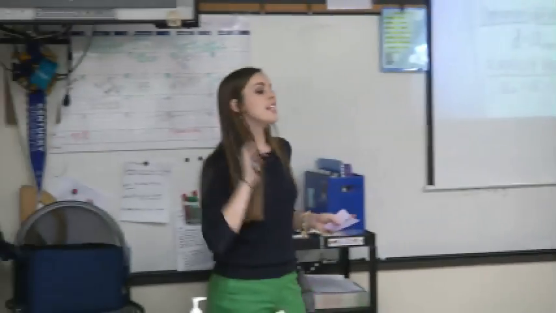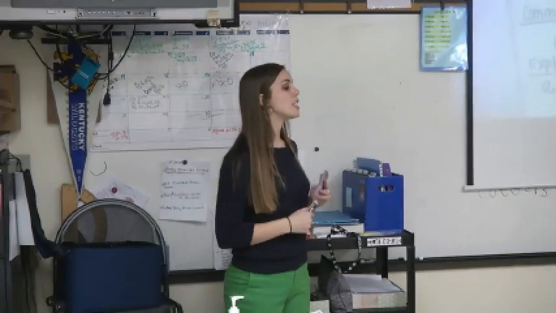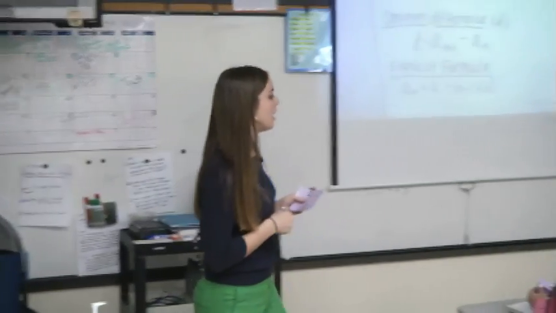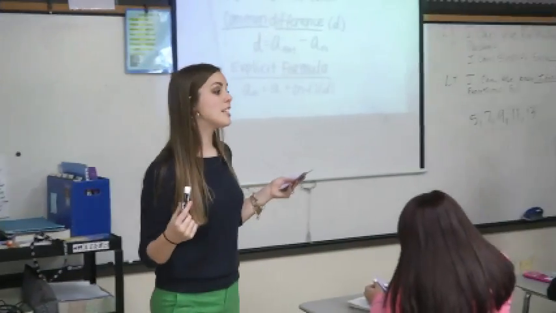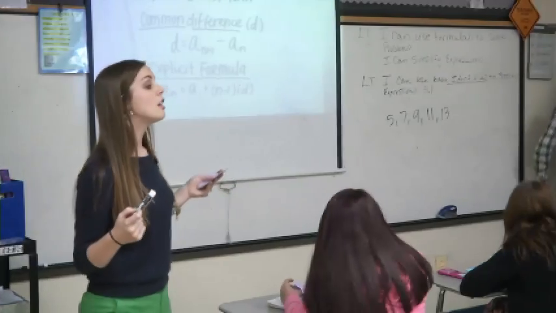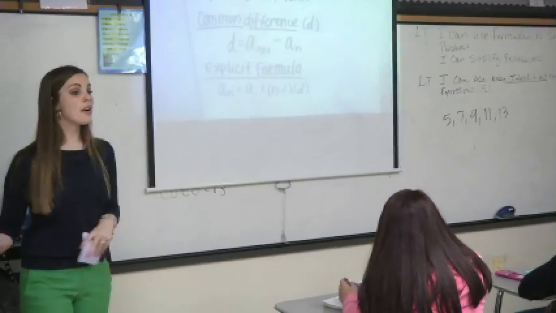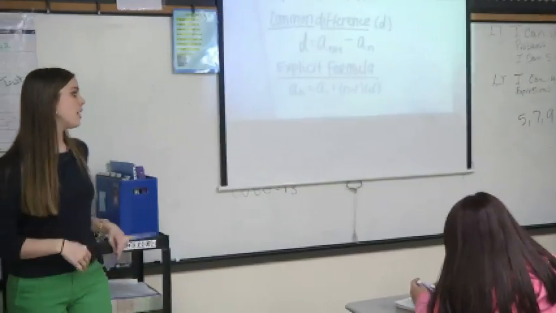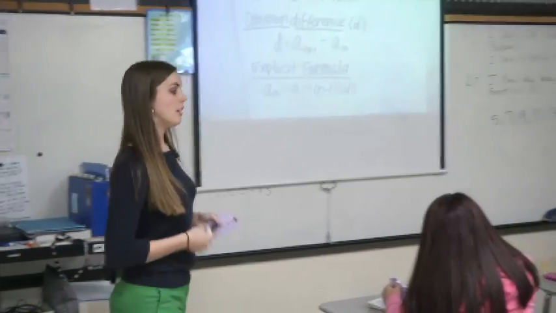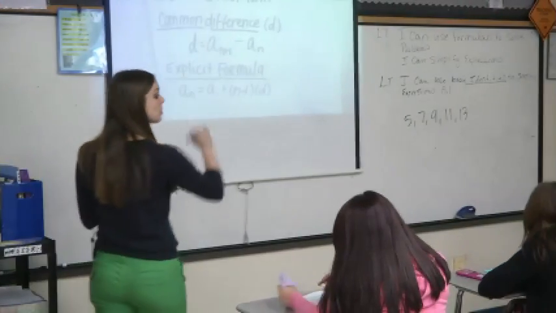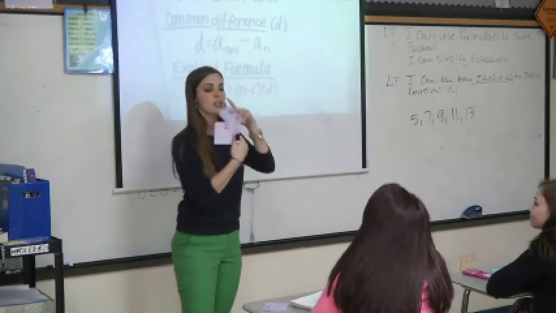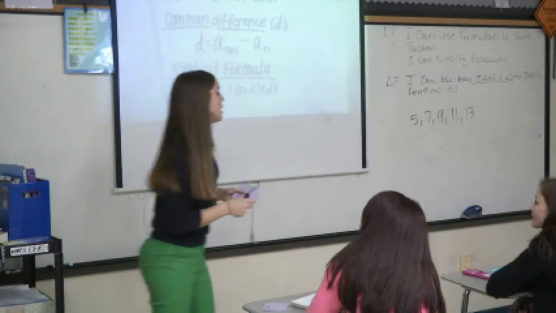All right, what do we think it is? 2. How do you get that? If it wasn't as easy to see, what did you say, Tanner? 7 minus 5, or 9 minus 7, or 13 minus 11. Any consecutive terms, right minus left. All right, here's the next problem.